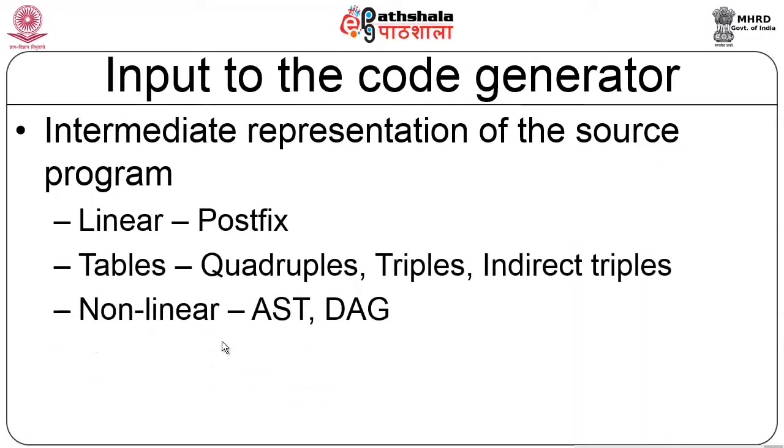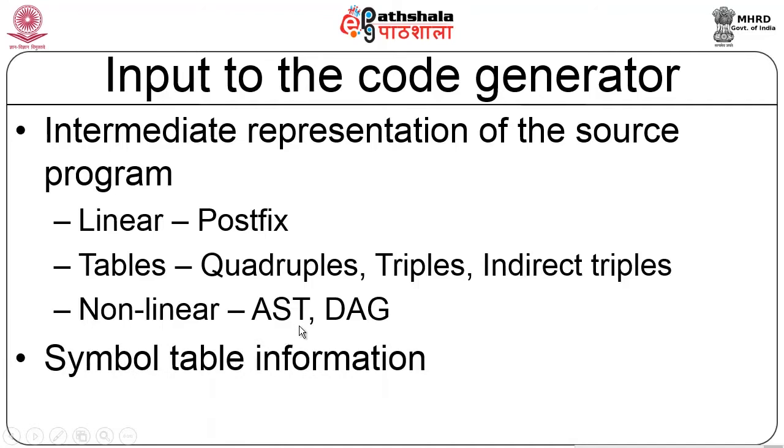So the first one is input to the code generator. The intermediate representation of the source program is typically a linear representation, which is a postfix representation, or it could be tables in terms of quadruples, triples or indirect triples, or it could have a non-linear representation as an abstract syntax tree or DAG. In addition, I also need symbol table information to give to the code generator. So how do I give this to the code generator such that it basically gets the input, maps it and generates your final code? That's going to be a challenging task.